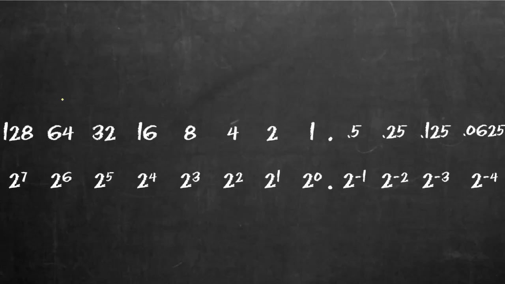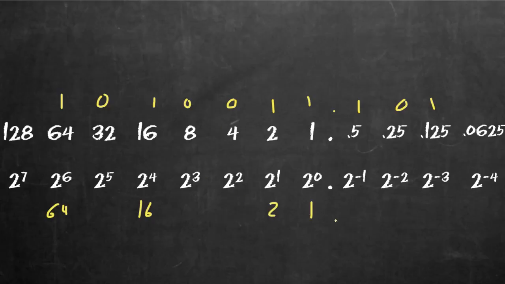How about we do one more just to reinforce everything? Let's say we're given a binary digit of 101011.101. Again, just look for the number 1 and add the corresponding decimal value, which in this case gives us the numbers 64 plus 16 plus 2 plus 1 plus 0.5 plus 0.125, which equals 83.625.